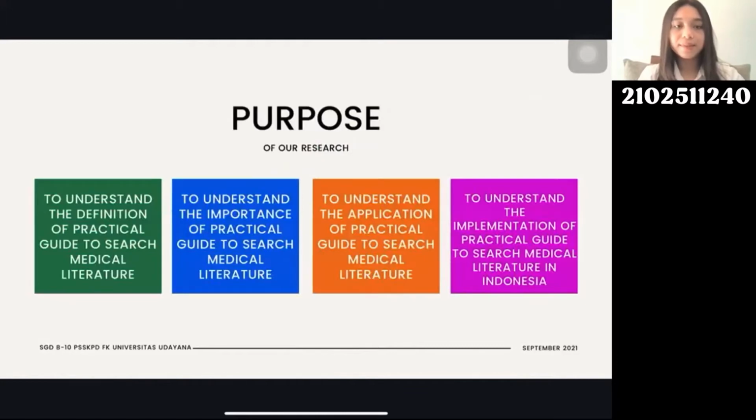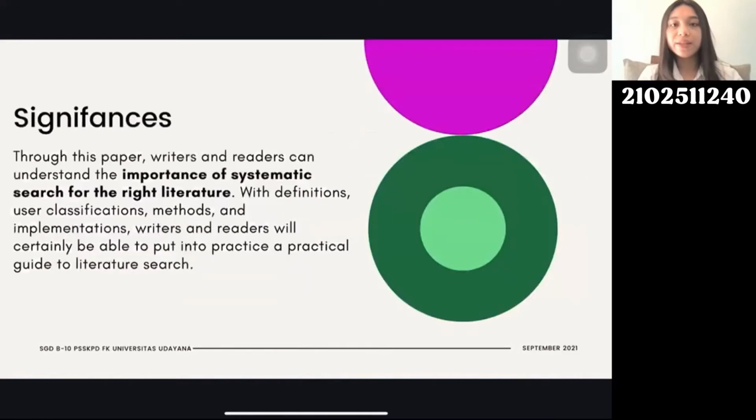Purpose. First, to understand the definition of practical guide to search medical literature. Second, to understand the importance of practical guide to search medical literature. Third, to understand the application of practical guide to search medical literature. Fourth, to understand the implementation of practical guide to search medical literature in Indonesia.